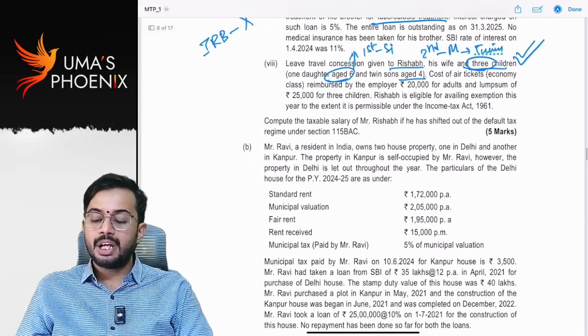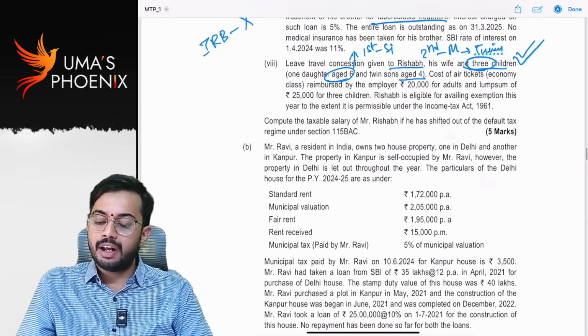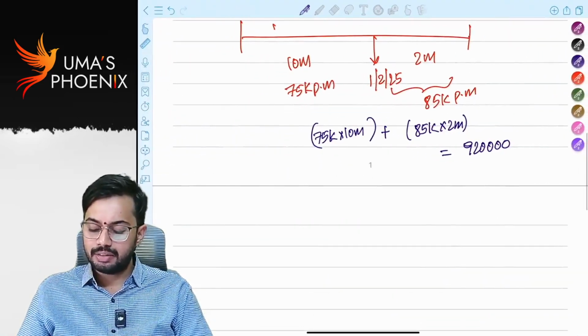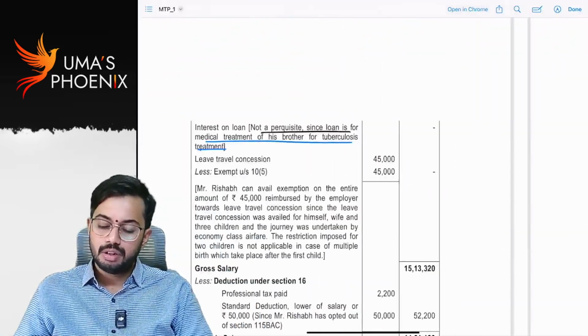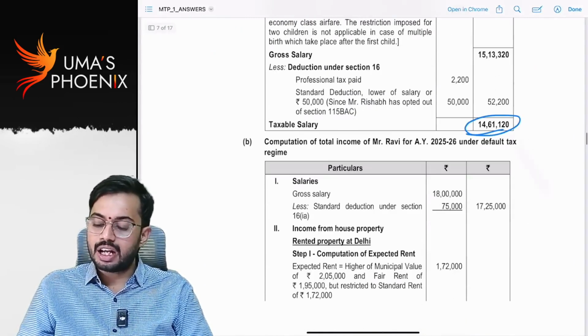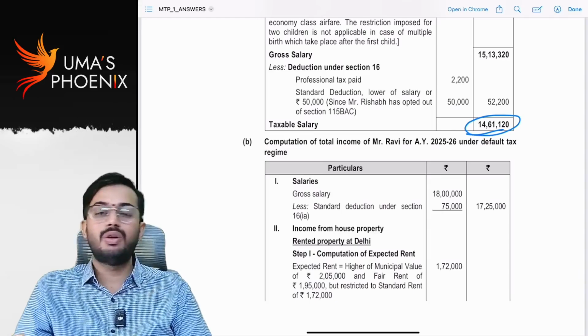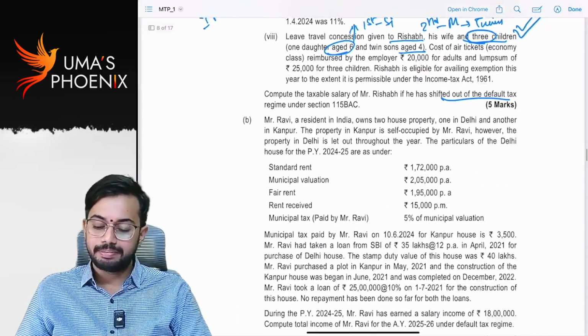Compute taxable salary of Mr. Rishabh if he has shifted out of default tax regime. You can see the calculation here. I have explained very clearly. All the adjustments I have explained. Once go through the calculation.